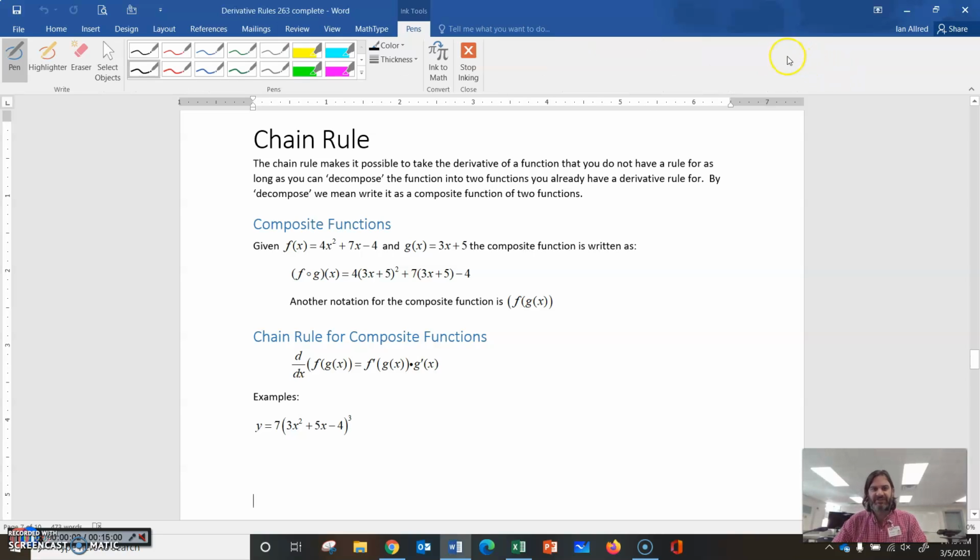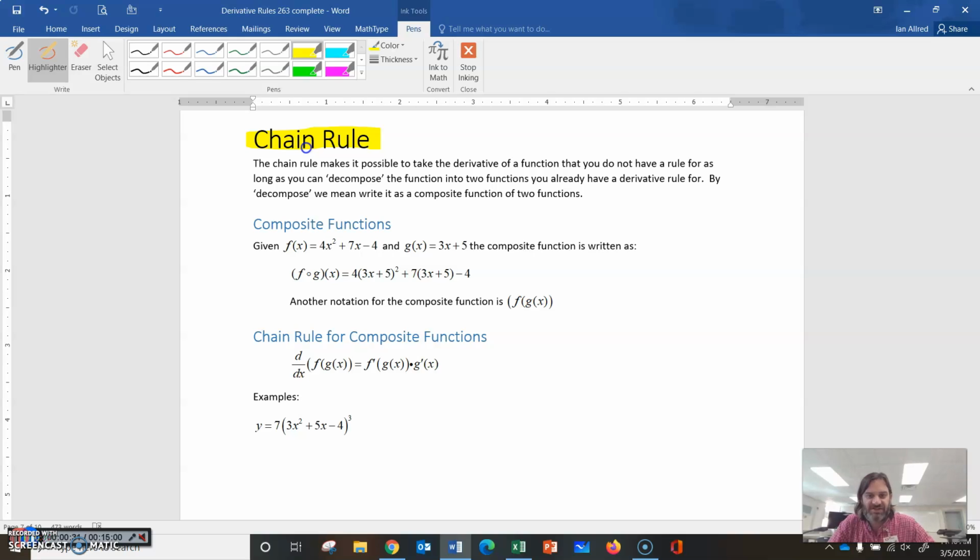Alright, we have several derivative rules, but now we're going to talk about the one that brings them all together, and that's called the chain rule. What the chain rule does is allow us to take functions that we already have rules for, which so far are very limited. We have a rule for a power function, we have a rule for log functions, and we have rules for exponential functions. Those are the only specific functions we have.